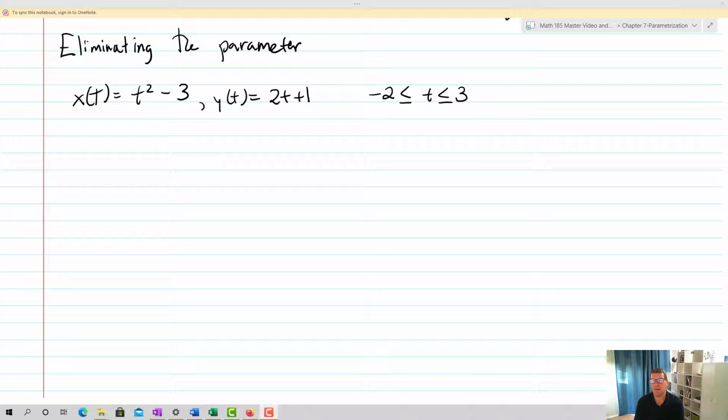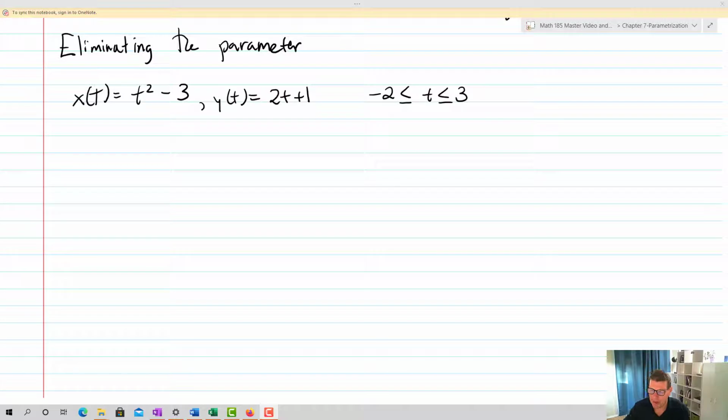We just want to write our function in terms of just x and y. And sometimes this can be kind of handy. And we're going to see later on how it is that we might be able to actually add a parameter or parametrize a function. But let's first take a look at eliminating the parameter.